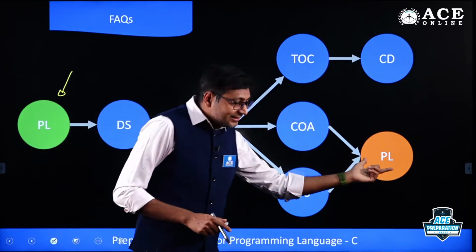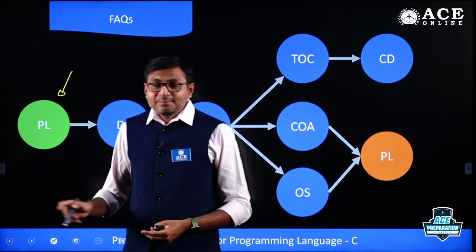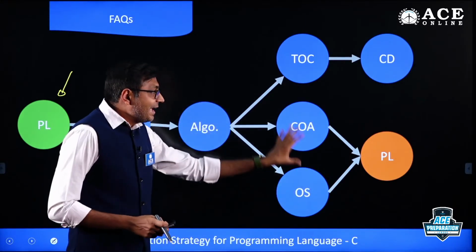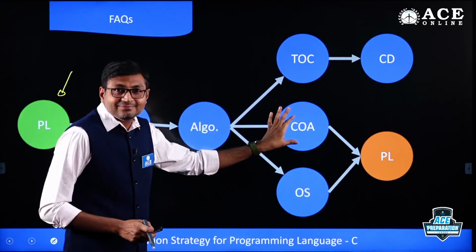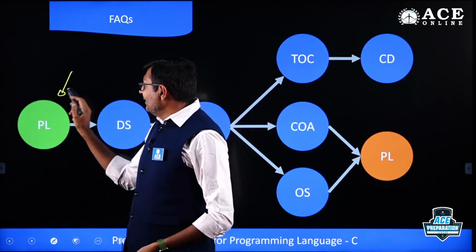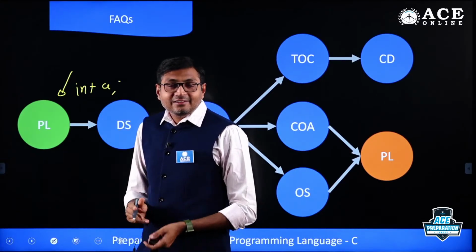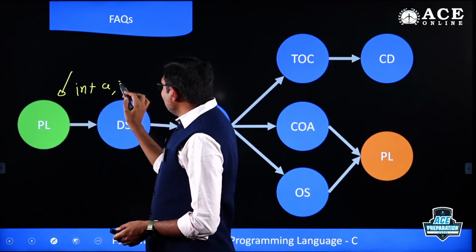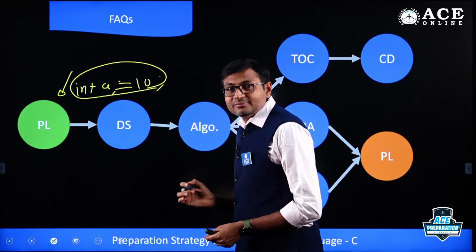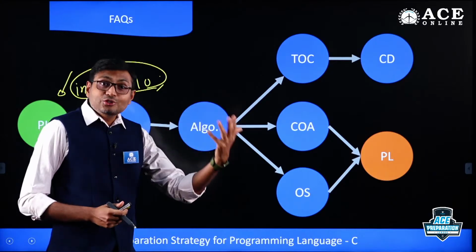Now why I have written this PL again here, remember, as I said, ultimately your program is going to be executed by the operating system and the CPU. The hardware, the CPU. Ultimately when you say int A, for example int A is equal to 10, such a statement you write. Now such a statement is ultimately converted into instructions.